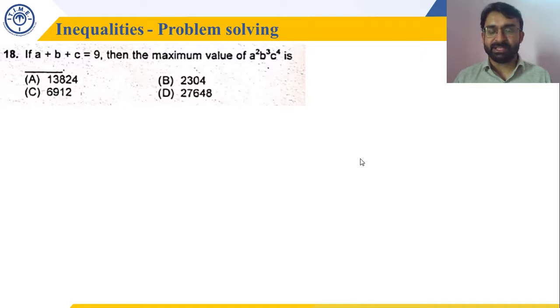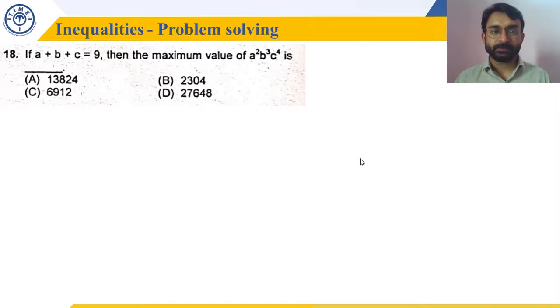We'll start from the point where we left in the last class. Question number 18 we'll discuss first of all. It is given that a plus b plus c is equal to 9. Then the maximum value of a square b cube c raised to power 4 is that. That's what we have to calculate.